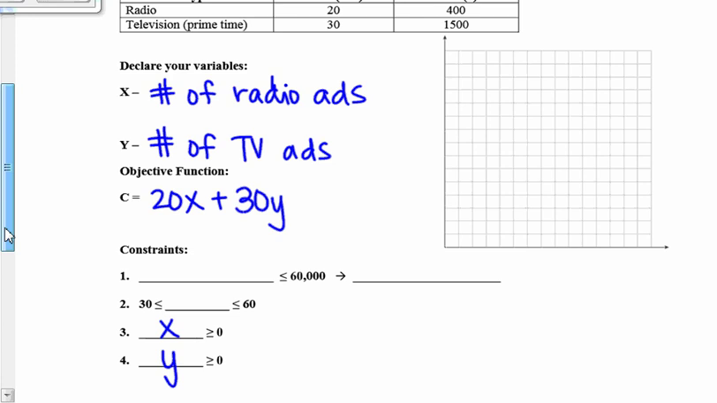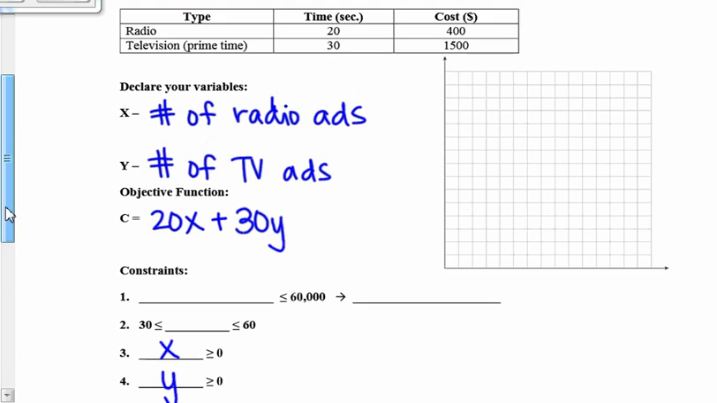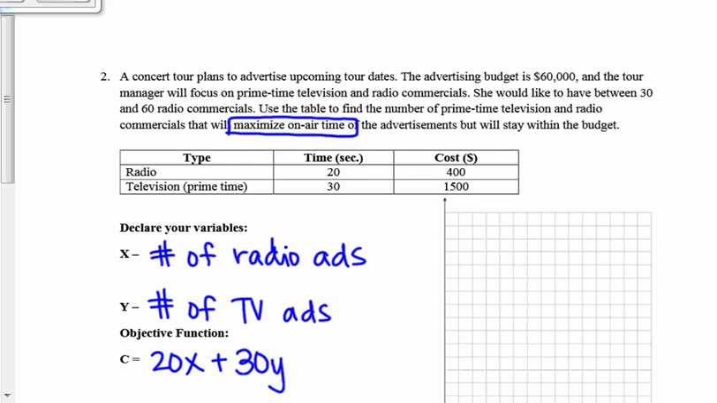That doesn't make any sense. The other 2 constraints are ones we really need to focus on. So number 1, something has to be less than or equal to 60,000. Where do we see 60,000 up here?